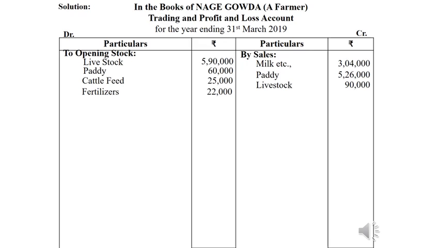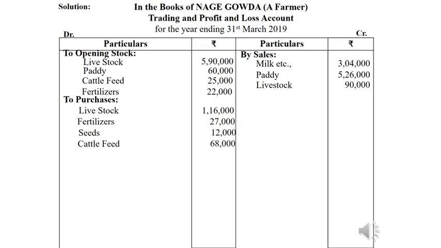Next, record the items of purchases. 2 purchases. Livestock 1,16,000. Fertilizers rupees 27,000. Then seeds rupees 12,000. Cattle feed rupees 68,000. So it is given in the problem. Record them. Next is crop expenses. 2 items are given under crop expenses. Labor charges 72,000, that is wages 72,000, and other direct expenses.